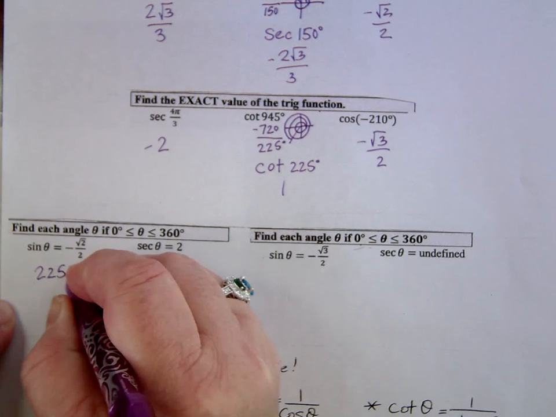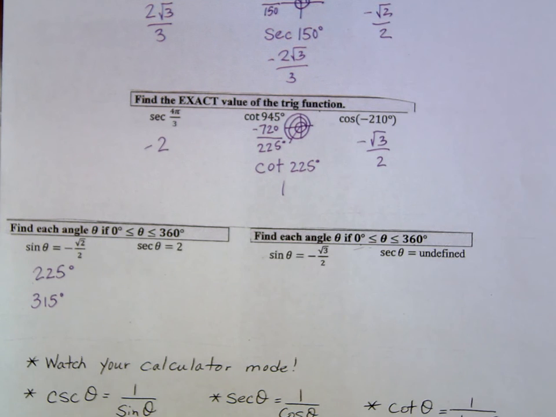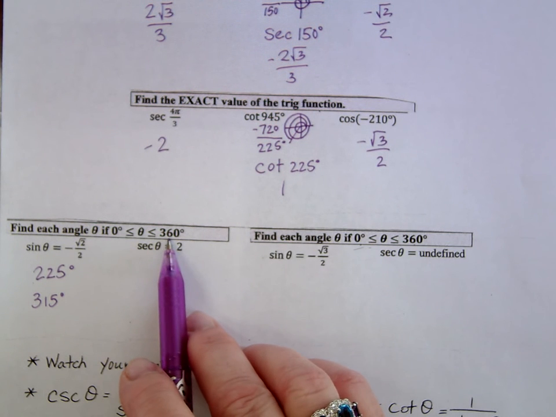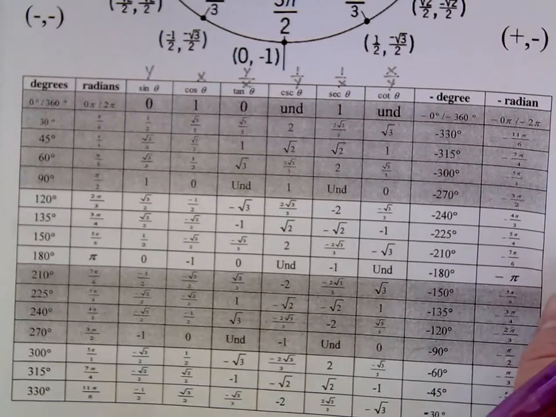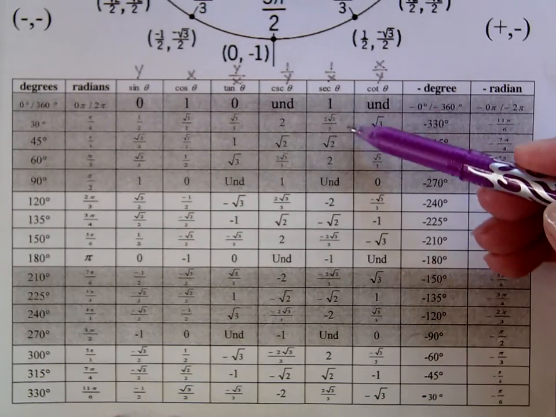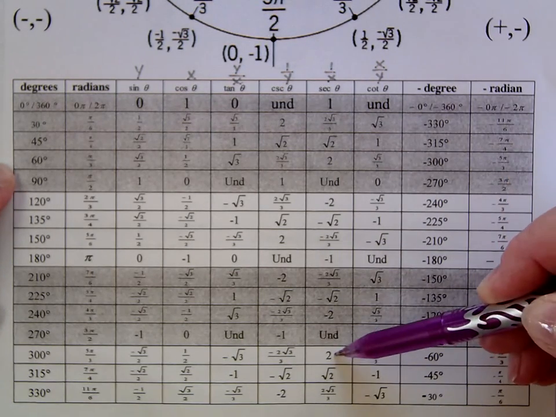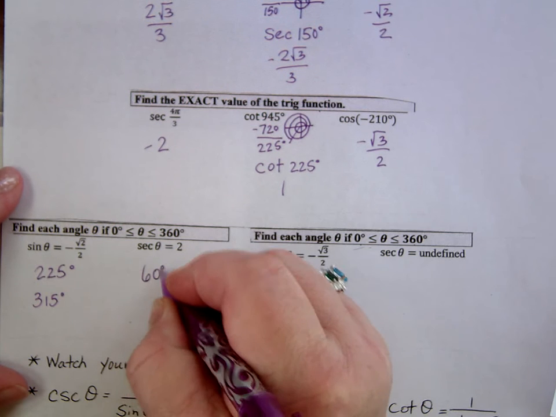225 and 315 degrees. Next one they want to know, and I know I'm putting it in degrees because of the directions. If they had put this in pi language, then I'd give answers in terms of pi, but these are for degrees. Secant is 2. Go to the secant column. Here's the secant column. Where is it 2? At 60 degrees and at 300 degrees. Here's your answer for this guy. 60 degrees and 300 degrees.